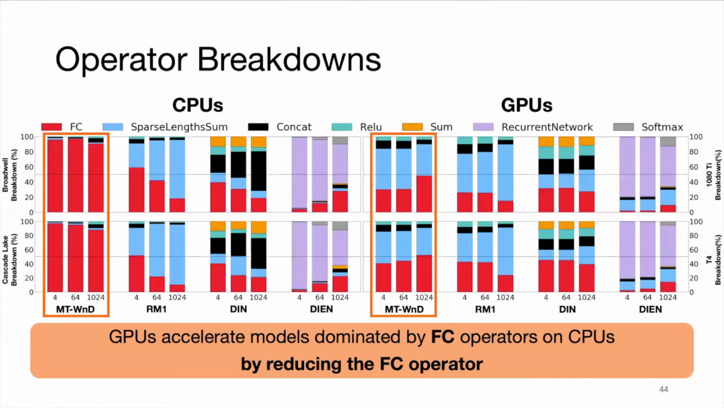The first insight is that if a model is bottlenecked by fully connected operations on a CPU, deploying this model on a GPU would give us significantly better performance. We can see this from the operator breakdown by how much the GPU accelerates the fully connected operation. For example, if you look at the right side of this figure, on the GPU operator breakdowns, the percentage of the red bar is decreased.